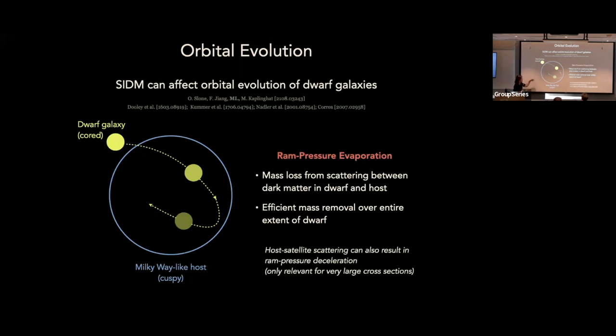And another effect that can come from this is you can get a change in the momentum to the dwarf galaxy from this scattering. That's called ram pressure deceleration. It tends to be only relevant for very, very large cross sections, so I'm not really going to talk about it much more, but I just wanted to throw that in there because it's another effect that comes into play.